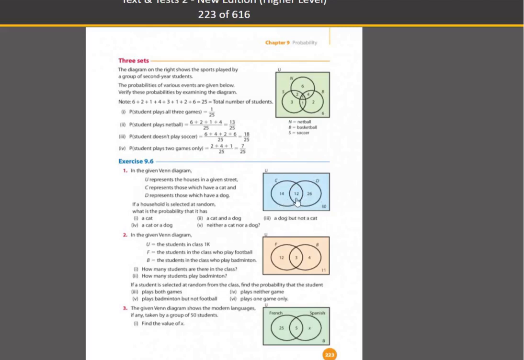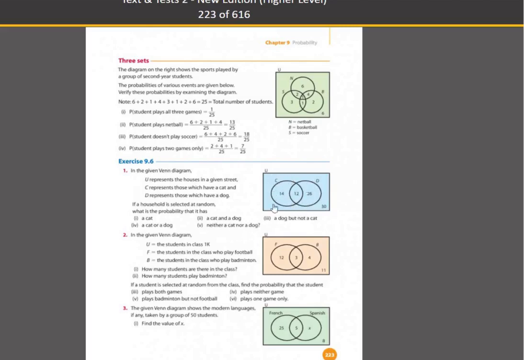14 and 12, right? So in terms of a cat, 14 have a cat only. 12 have a cat and a dog. But these 12, just because they have a dog, they still have a cat. So there's a total of 26 cats on the street. So 26 all over 82, and simplify, and that's your probability. A cat and a dog, 12 all over 82, and again, simplify.